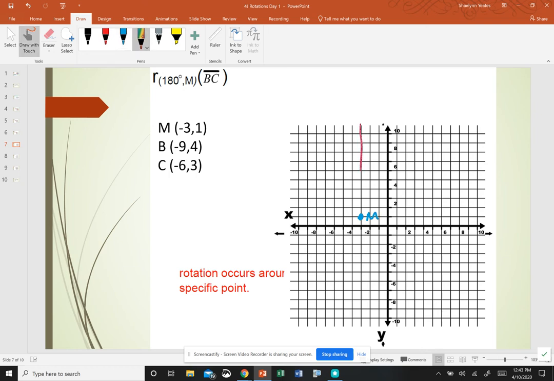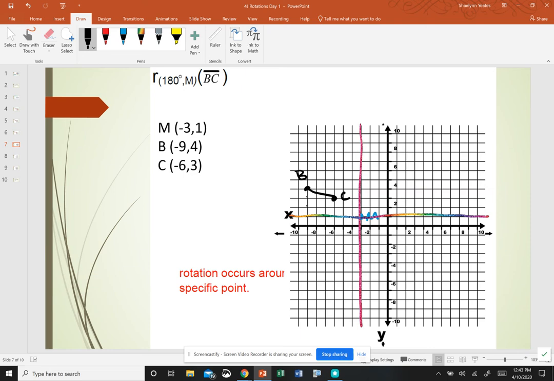So I'm going to make my pretty colorful axes with my rainbow lines so that it's obvious they are not my original lines. Okay, now I'm going to mark up BC. So B is at -9, +4, 1, 2, 3, 4. Here's B. And then C is at -6, +1, 2, 3. Here's C. So here's my original line BC. I'm going to rotate it 180 degrees. So I'm literally going to take my computer and rotate it 180 degrees.